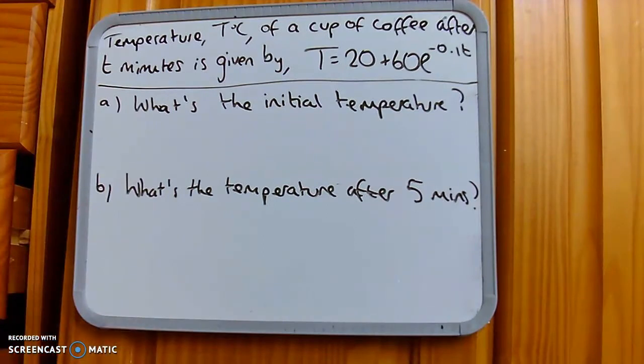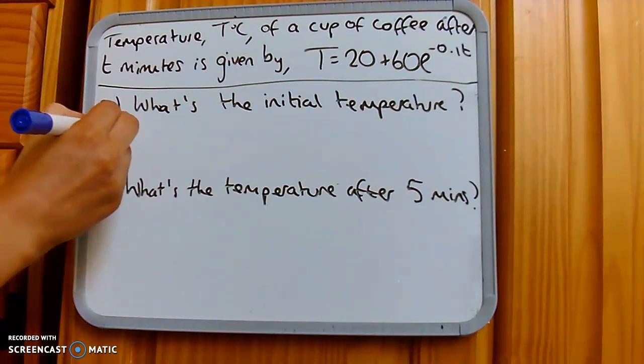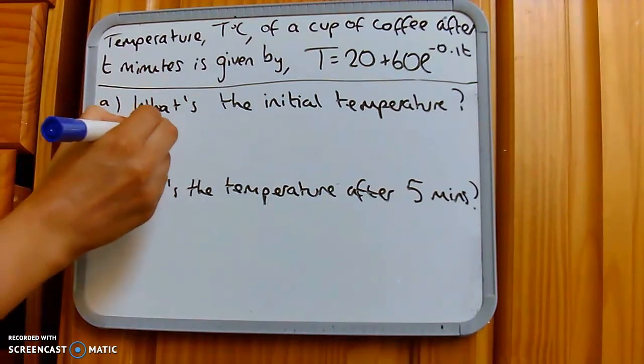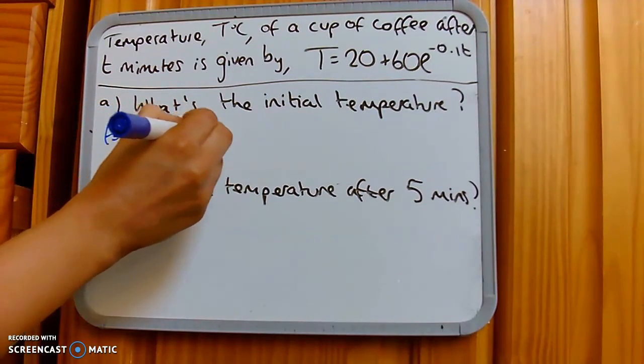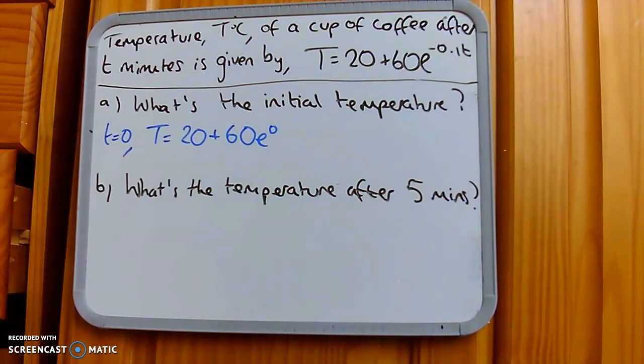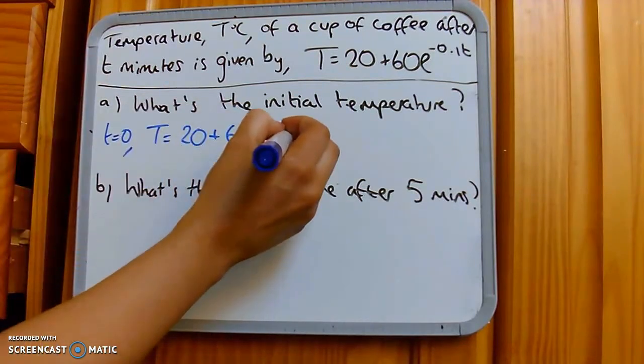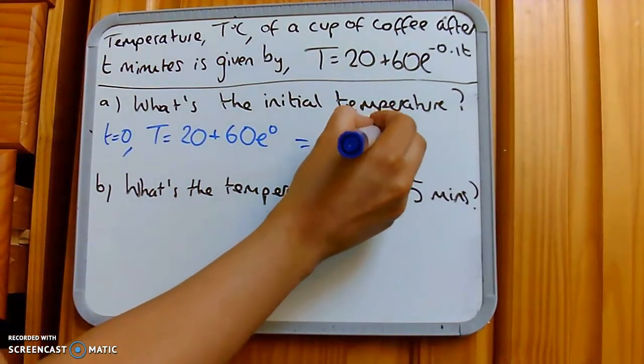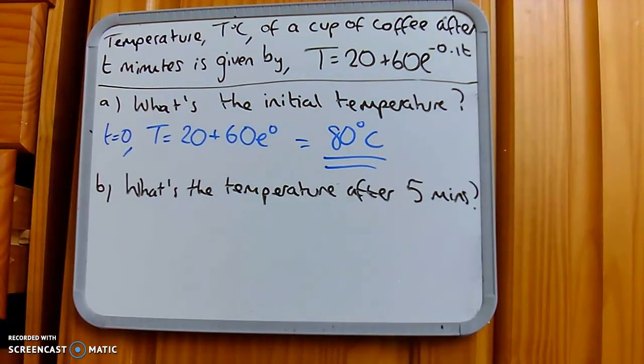Okay, so let's now start to answer the questions. What's the initial temperature? Well, that means what's the temperature when t is 0? If I say that the capital T will equal 20 plus 60 e to the power of 0, because that's what it'll be, well, that's just going to be 1, isn't it? So I do 20 add 60, and I get 80 degrees C.